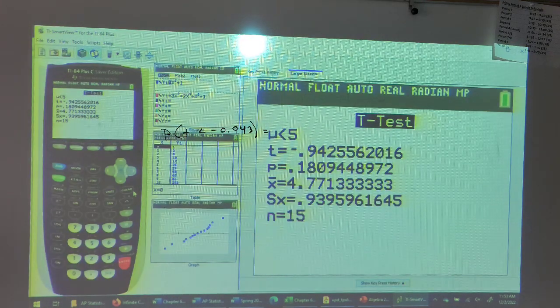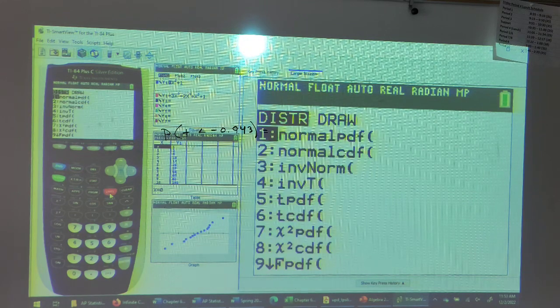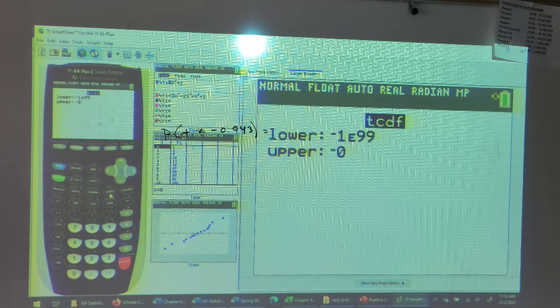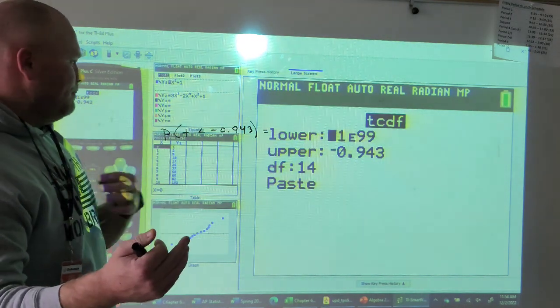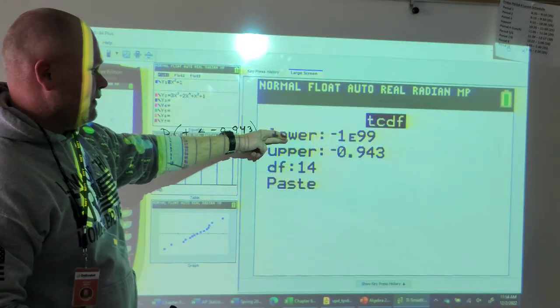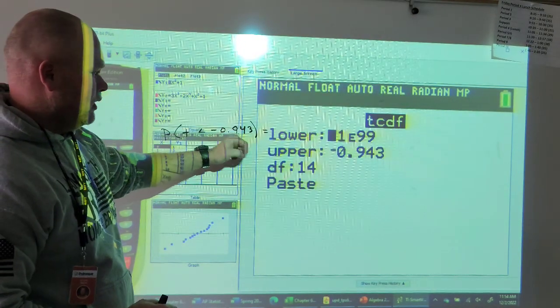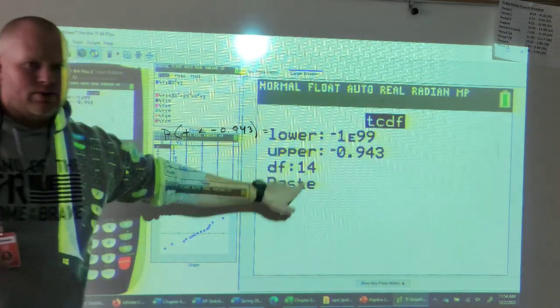So if I had to find the probability that t was less than negative 0.943, another way I could do that is go into the distribution menu, so second vars, where we've been a lot, and instead of normal CDF, the second one down, we would use TCDF, the sixth one down. TCDF asks you for three things: lower, upper, and degrees of freedom. If we're finding less than negative 0.943, lower is negative infinity, up to the value, and degrees of freedom is sample size minus 1, so 15 minus 1, so degrees of freedom 14.